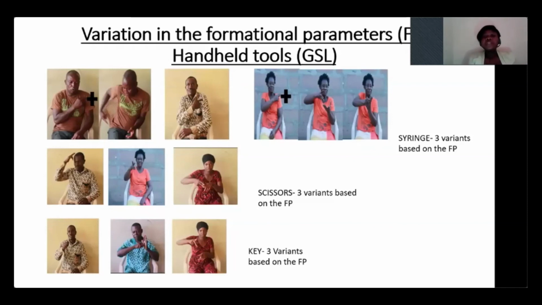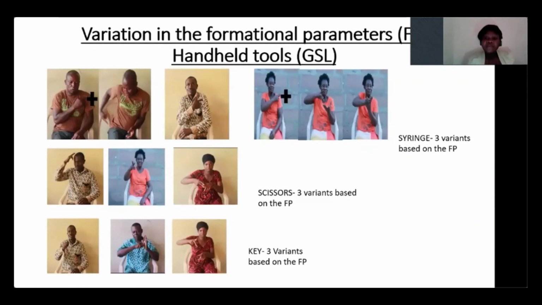Where you see the cross sign, that is a 2-part sign, where the sign for hospital is a cross on the shoulder. We coded this as not clear because it didn't fall in any of the iconic strategies that we discussed, but it's iconic because it metonymically refers to the building in which the syringe is used.